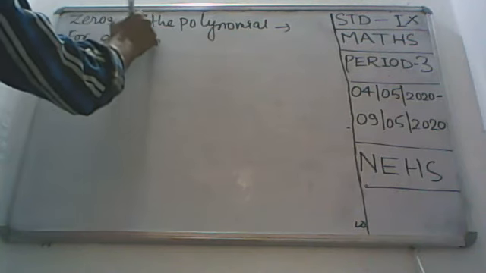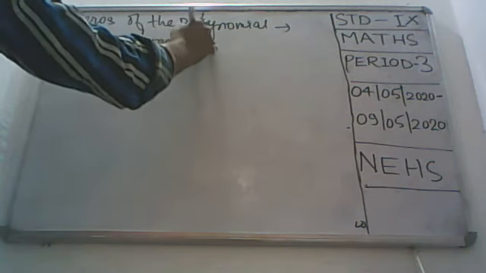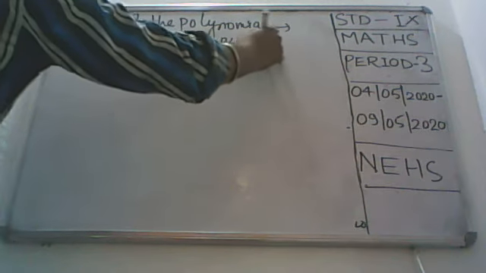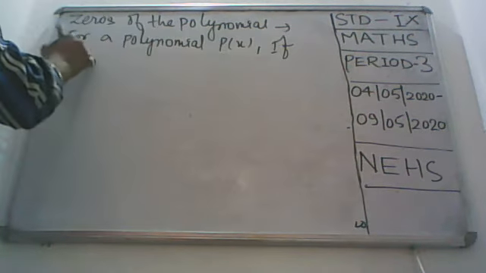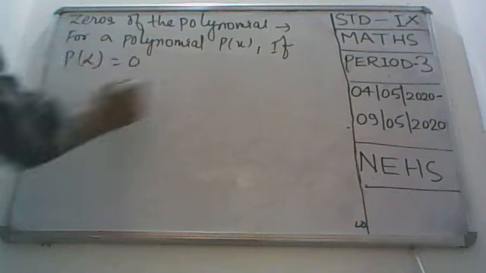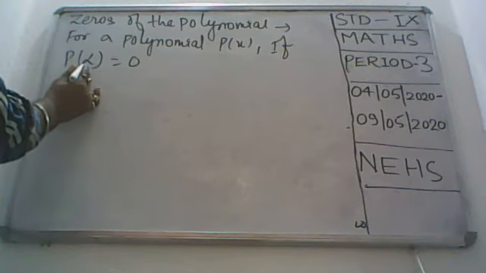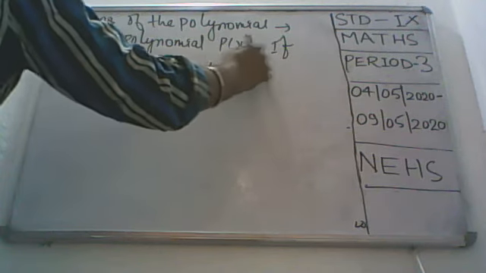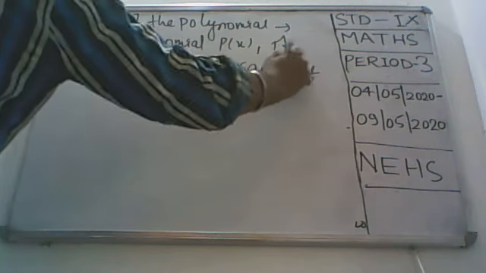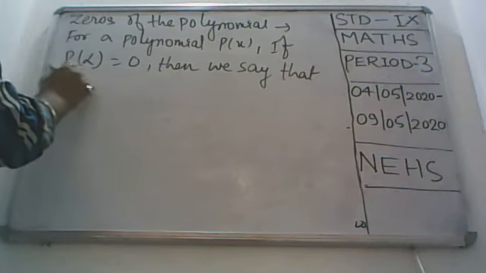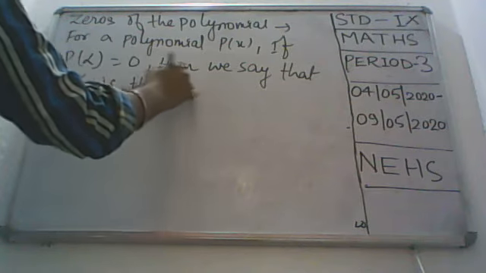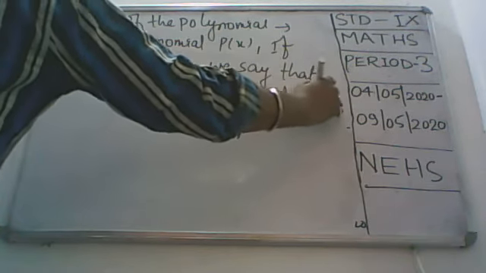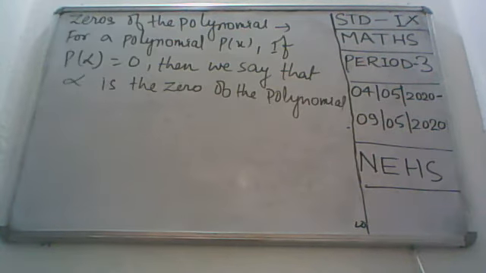For a polynomial p(x), p(x) means all the variables are in terms of x only. If p(alpha) is equal to 0, that means in place of x I have replaced alpha there, then we say that alpha is the zero of the polynomial p(x).